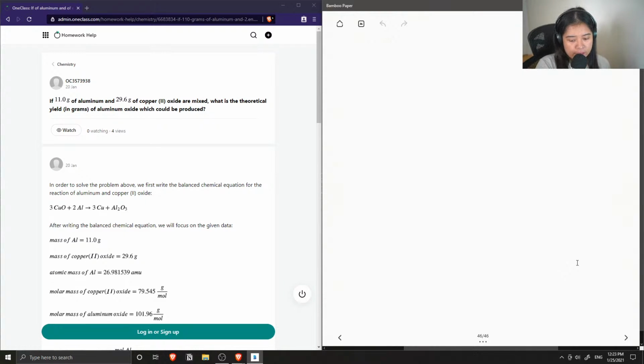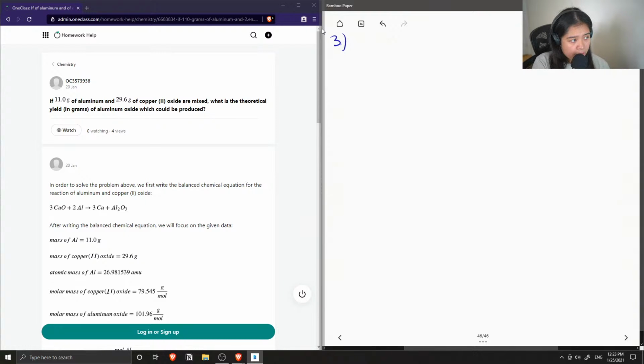Okay, so question number 3. If 11 grams of aluminum and 29.6 grams of copper(II) oxide are mixed, what is the theoretical yield in grams of aluminum oxide which could be produced?